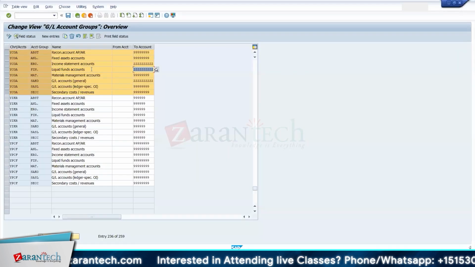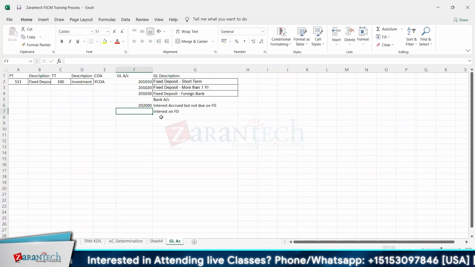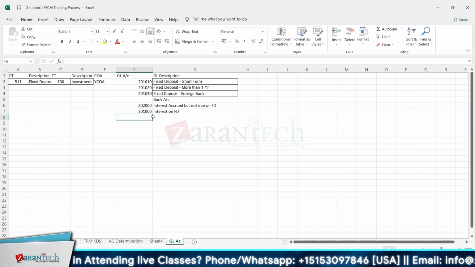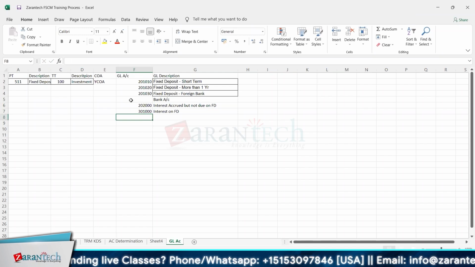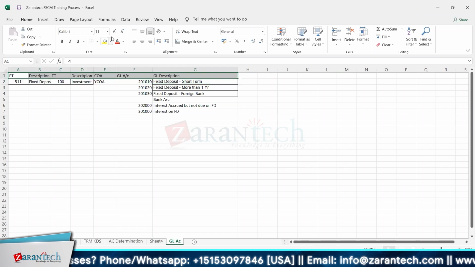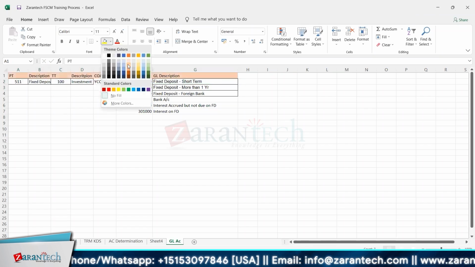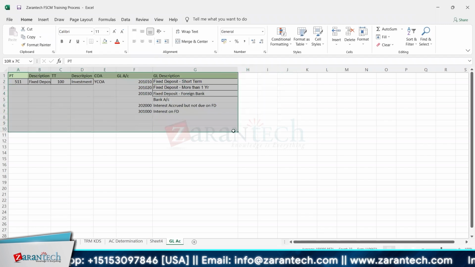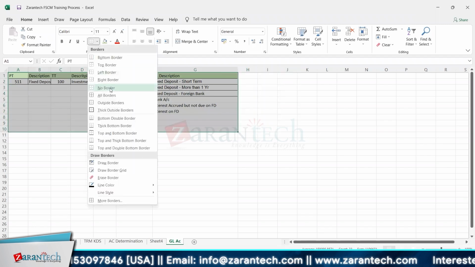And interest on fixed deposit. This is income statement, ERG. So let's take this. This is the GL account I will take. So first you update in your Excel sheet what GL accounts you would need based on the accounting need. And then we will create this GL account in the system.